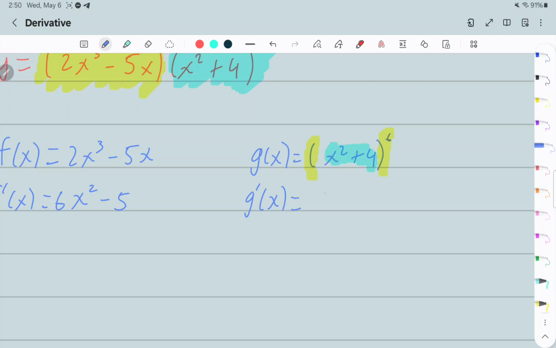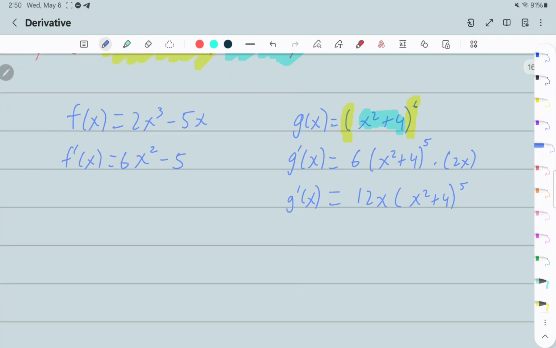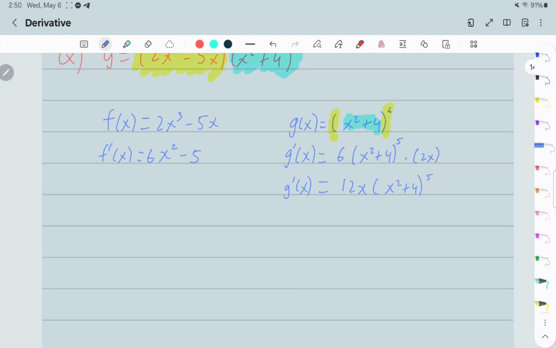You say it's going to be 6 drops, inside stays the same, and then exponent 6 minus 1 is going to be 5, and now you multiply it with the differentiation of the inside, which is x squared plus 4 will become 2x, because 4 will become 0. And you further simplify, you get 2 times 6 to be 12x, x squared plus 4, exponent 5, and that's your g dash x. Now you got your g, you got your f of x, you got your f dash x. You just apply the formula.